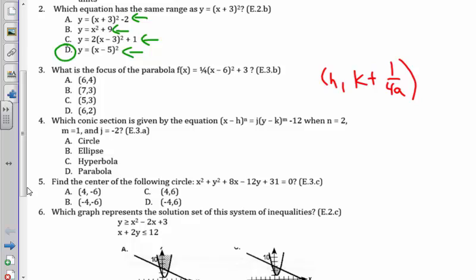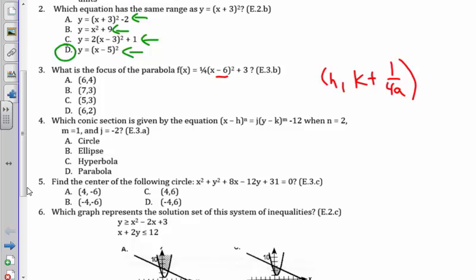So number 3, what is the focus of the parabola? I wrote down the equation here. We didn't have an opportunity to really get into this because we didn't have time, but these formulas are available on the reference sheet, so you can look at the reference sheet, look at parabola, and pick the right formula to use.